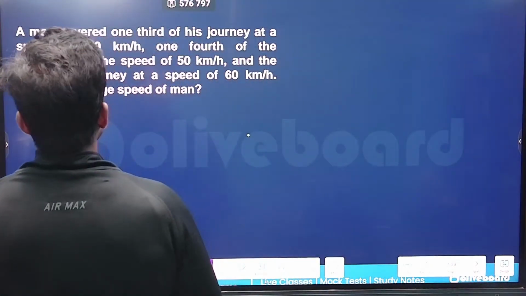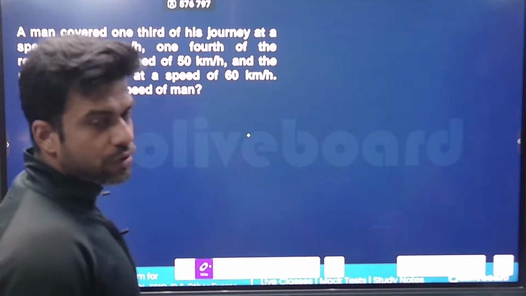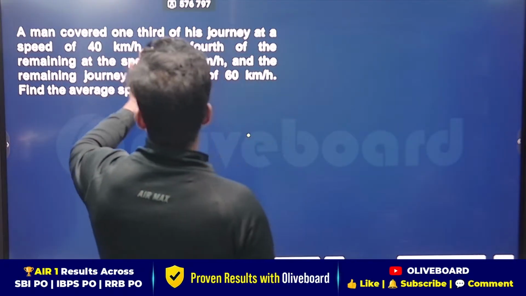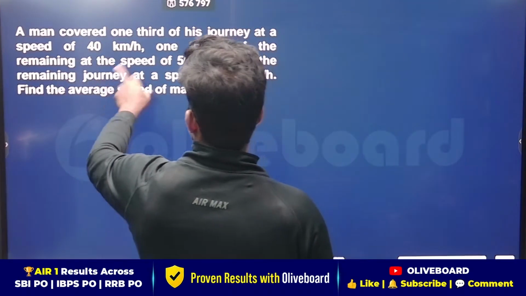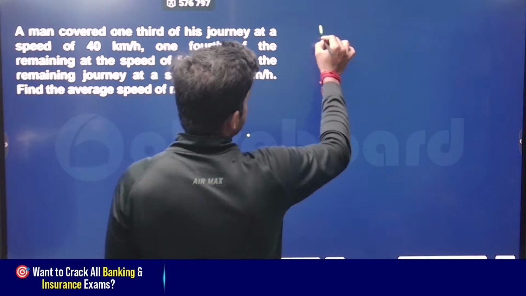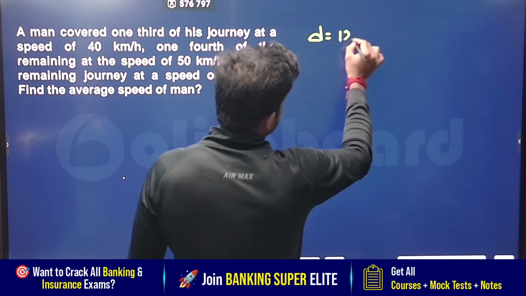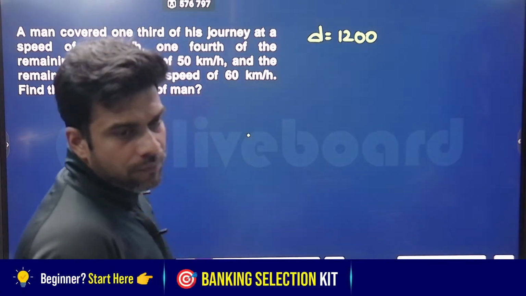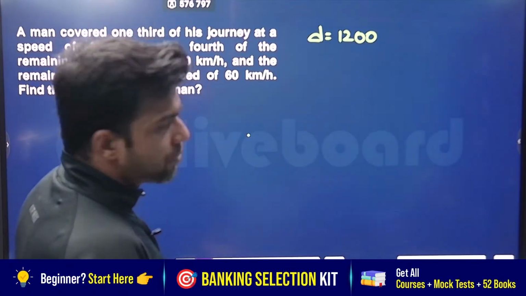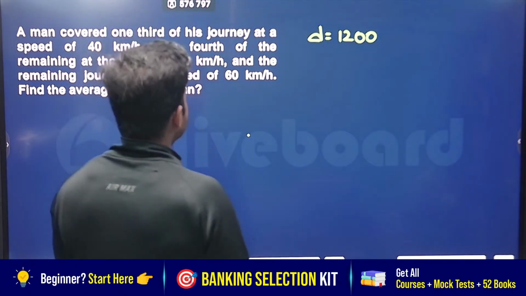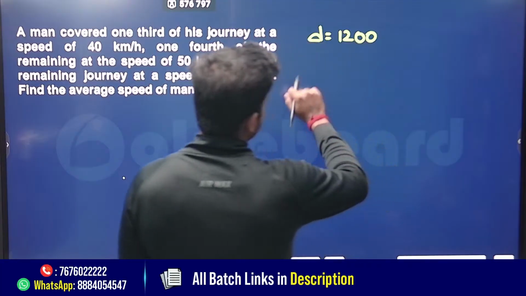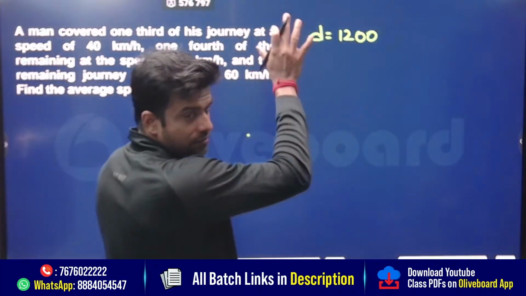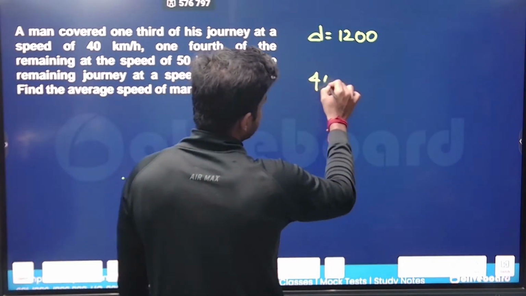A man covered 1/3. Now I'll do this question very fast. He covered 1/3 of his journey at this much speed, 1/4 again, and the remaining. So, can I assume the distance directly as 1200? It will not be any issue for me. Can I write down 1/3 of this means how much? Can I say the distance, this would be 400?